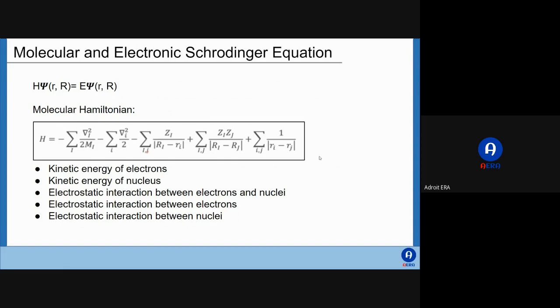So let us discuss what is what. H is the Hamiltonian and psi is the wave function, in terms of r and R, which are both distances: small r is one distance and capital R is the other distance. E is the eigenvalue.